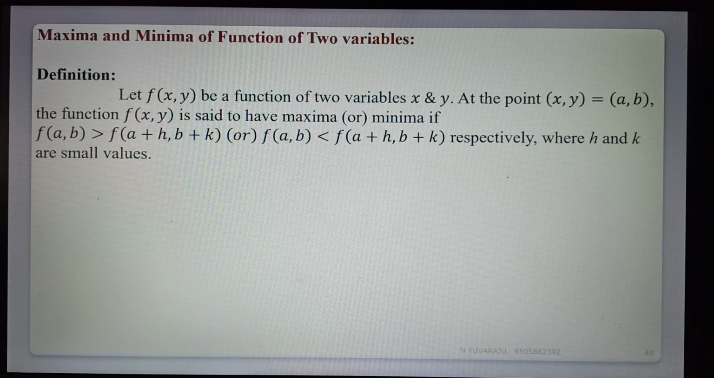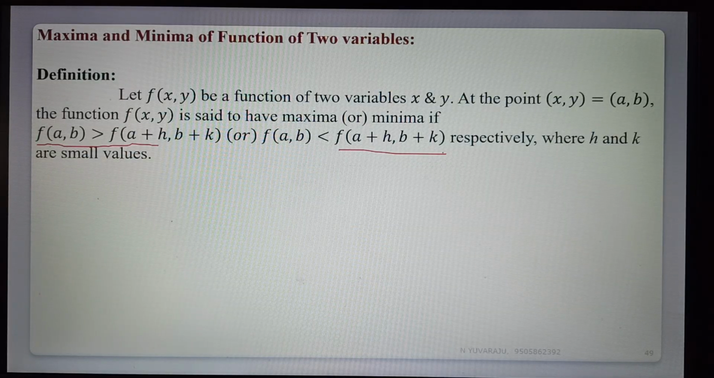Let the function f of x comma y in two variables x and y. At any point a comma b, the function has a maxima or minima if f of a comma b is greater than f of a plus h comma b plus k, or f of a comma b is less than f of a plus h comma b plus k, respectively, where h and k are small values. That is, the function value at the point a comma b is greater than the function values at the remaining points. Compulsorily, that value is the maximum value of the given function.